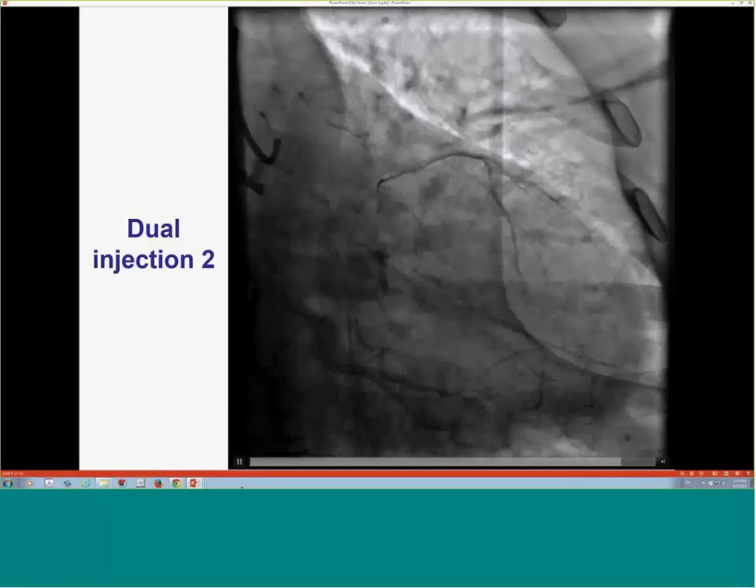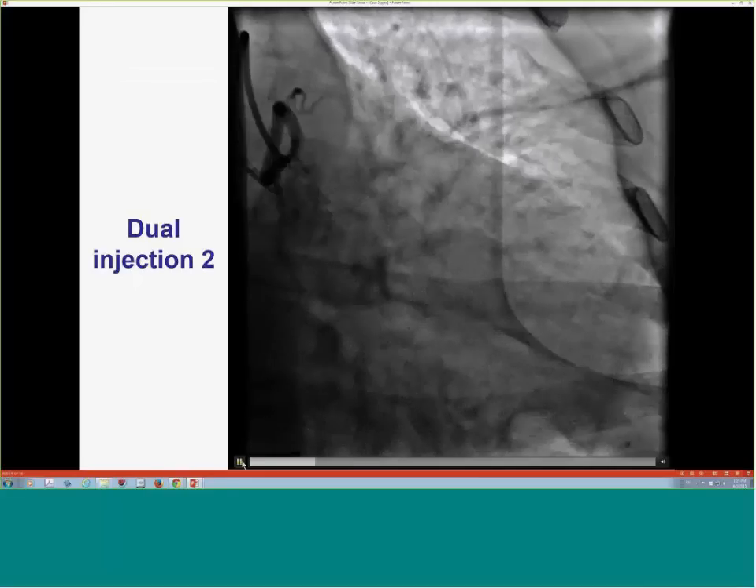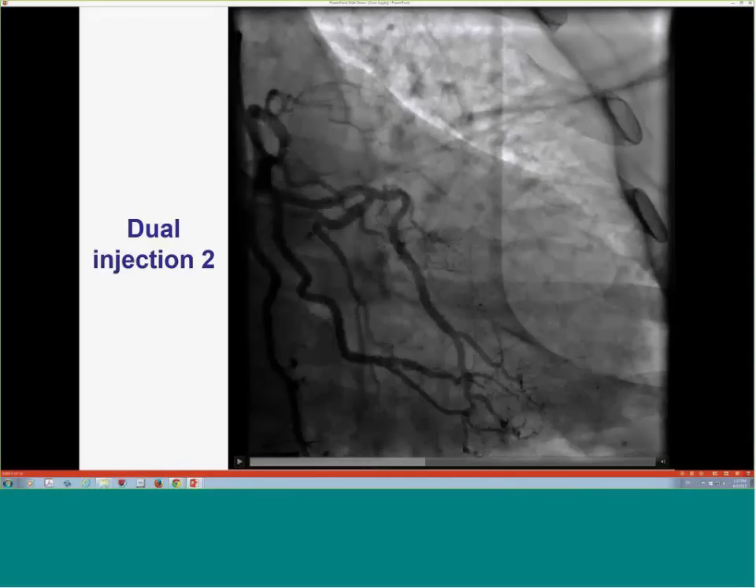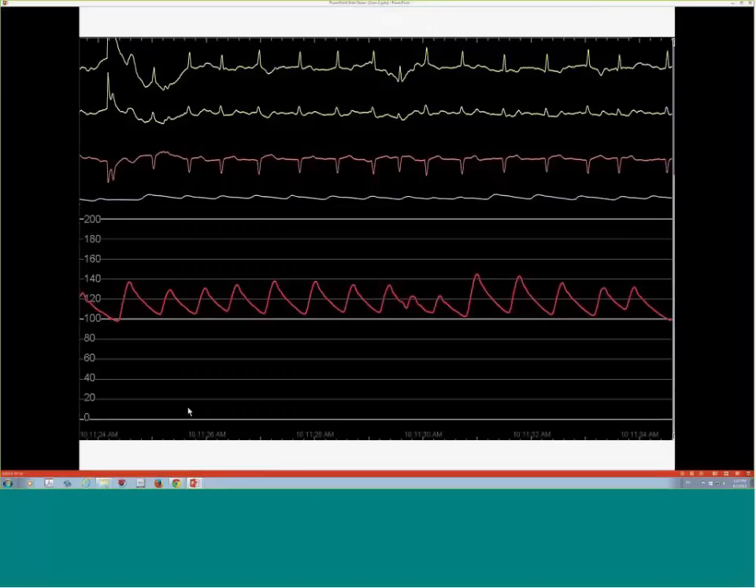Obviously, he has a very large proximal circumflex, which is again a large vessel with a lot of side branches. And this is the patient's hemodynamics at baseline. You see he's in sinus rhythm. He's got a pressure of 140, so everything is nice and good.